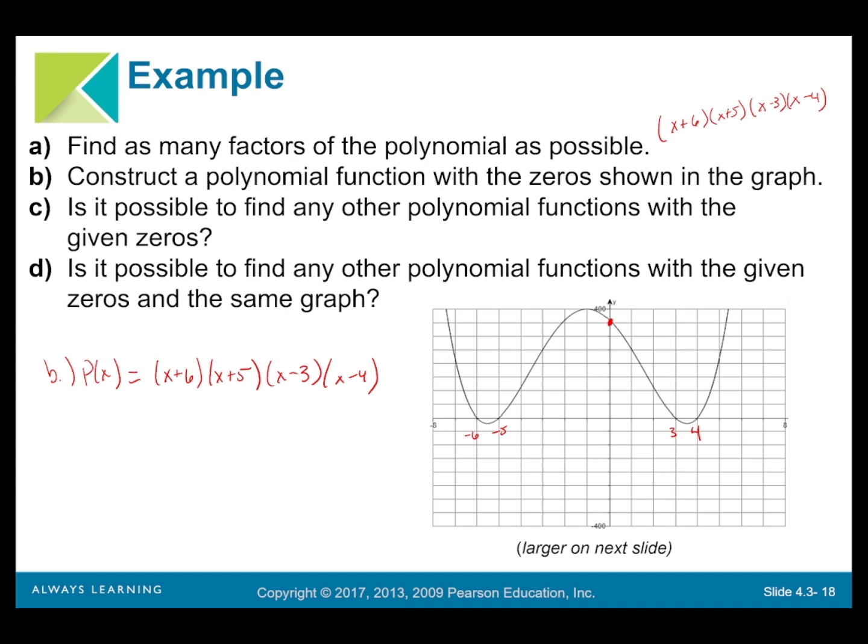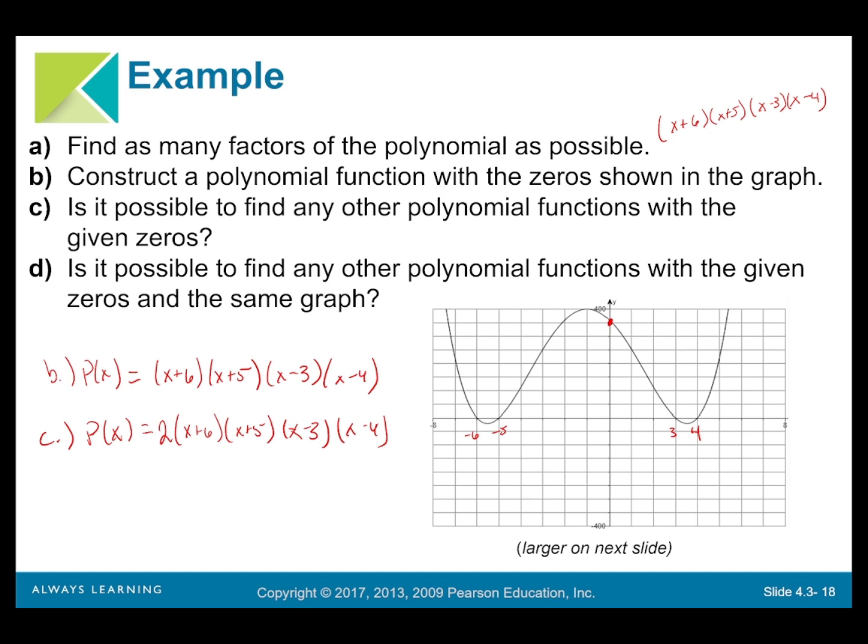Now, is it possible to find other polynomial functions with the given zeros? Well, sure. What if I instead throw a 2 in front of it? 2 times x plus 6 times x plus 5 times x minus 3 times x minus 4. Sure, that's another polynomial with the same set of zeros. It's still x equals negative 6, negative 5, 3, and 4. But it's a different graph because it has the 2 out front.